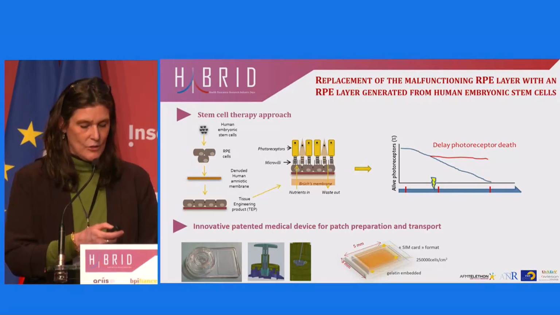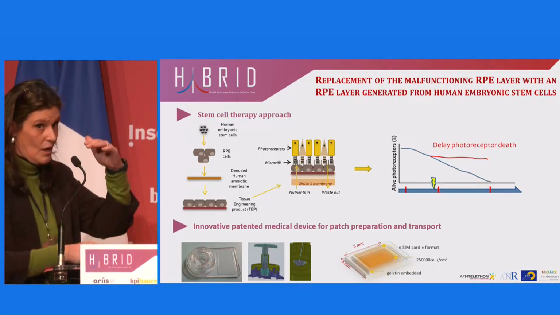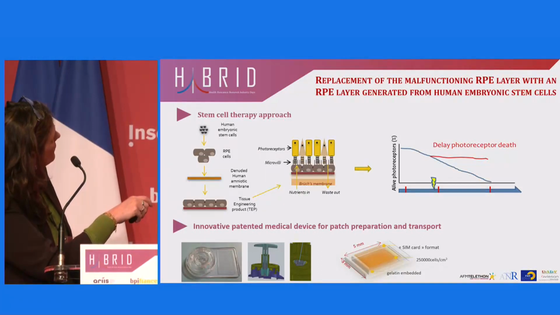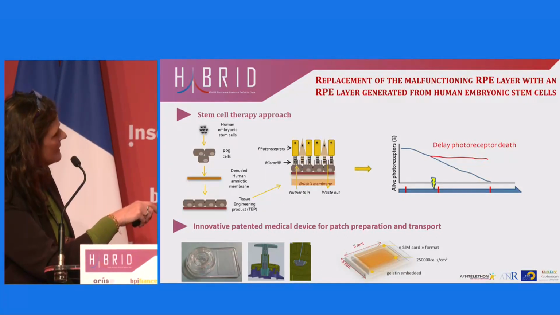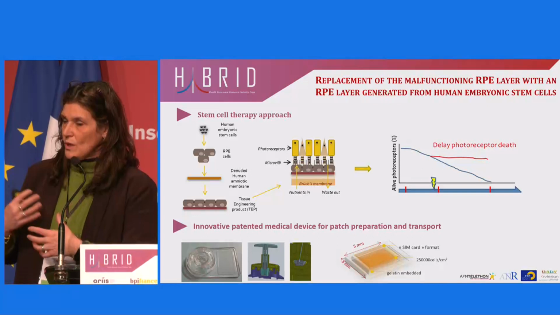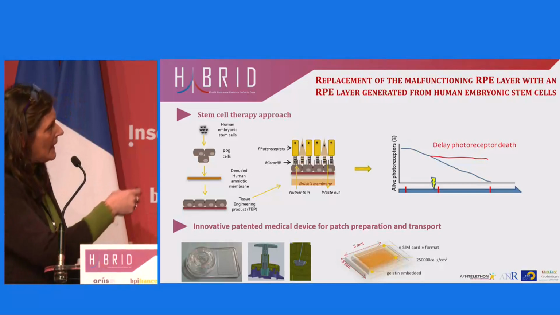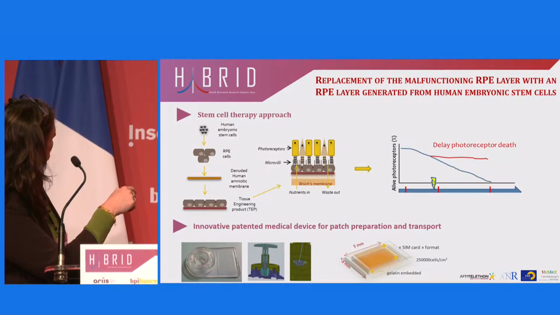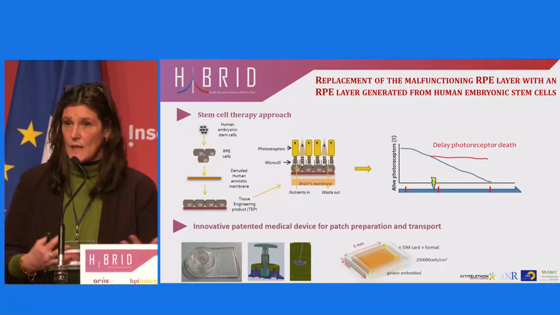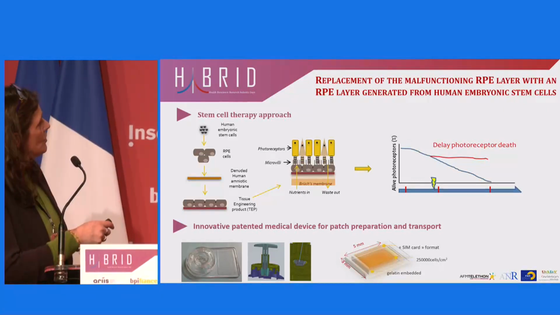So we developed this little patch that you can see here, which is a SIM card format to keep the orientation of the cells. The patch is about 5 by 3 millimeters, and it's embedded in gelatin to also protect the cells and give some elasticity to the patch, to be able to inject the patch under the retina. And we also developed some tools and a specific medical device to prepare this patch without using scissors and forceps, and to provide this patch to the surgeon clé en main.